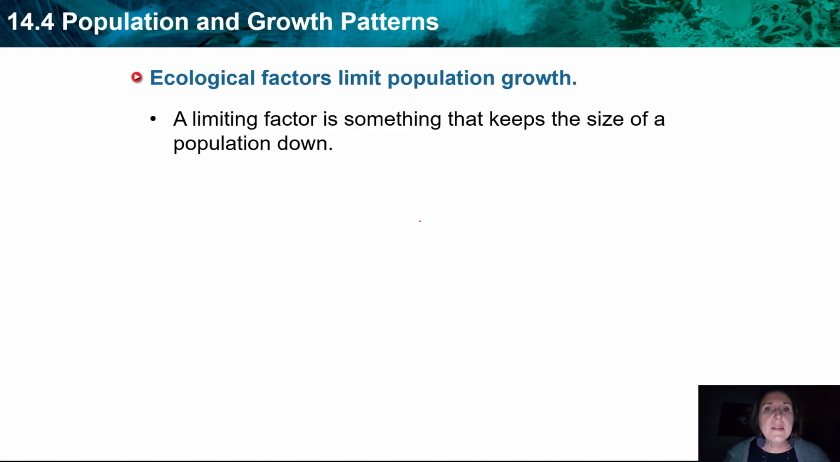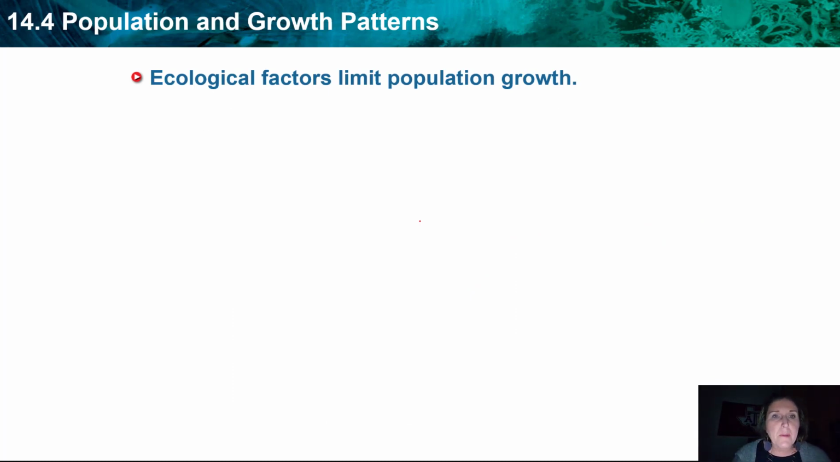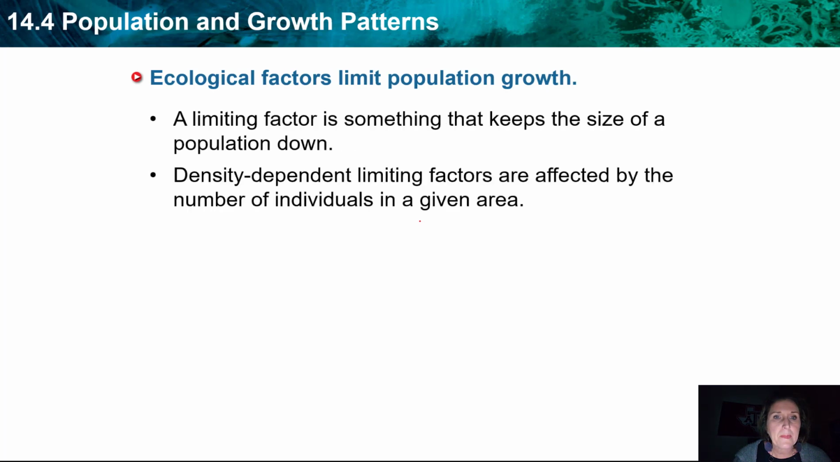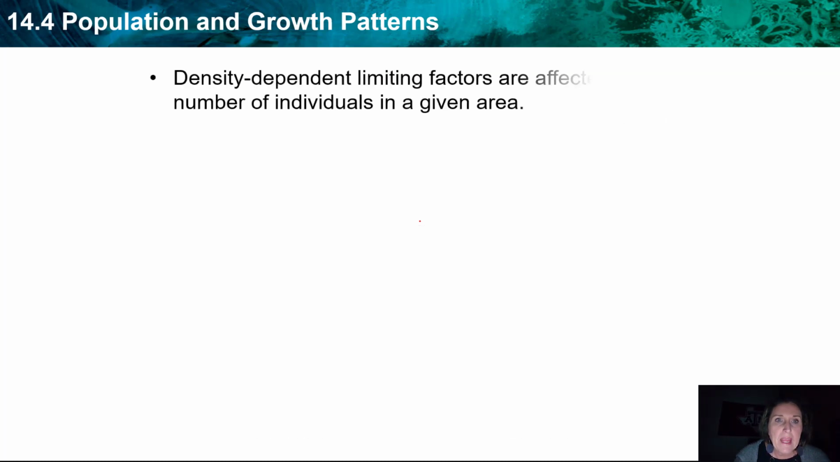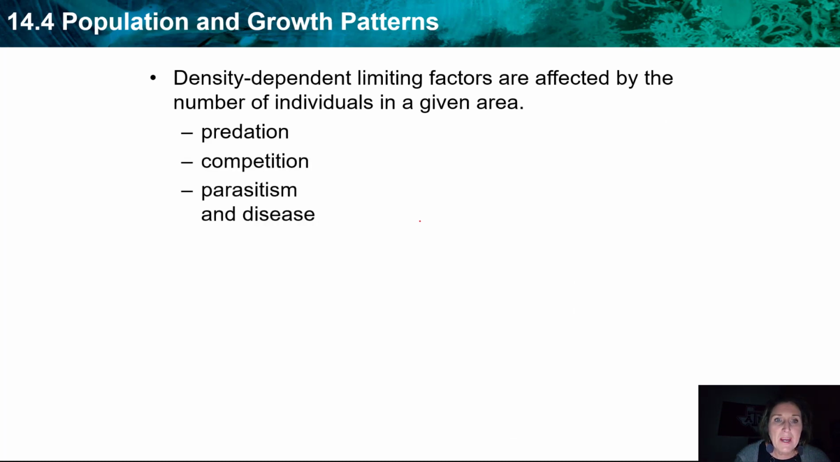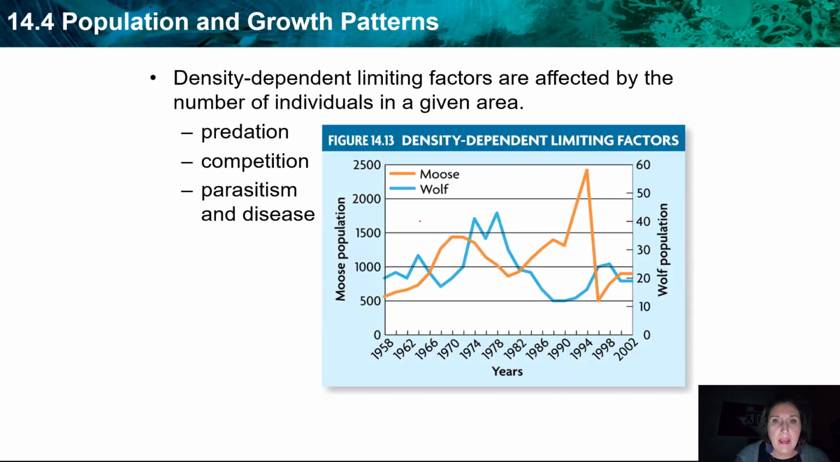All right, so a limiting factor is something that keeps the size of the population down. Density dependent means it's affected by the number of individuals in the area. For example, food. If you have only 5 bushes, you can't have 2,000 elk trying to eat 5 bushes, right? So it is density dependent. Density dependent limiting factors are predation, competition, parasitism, and disease, right?